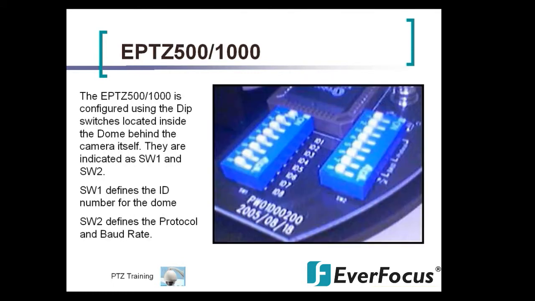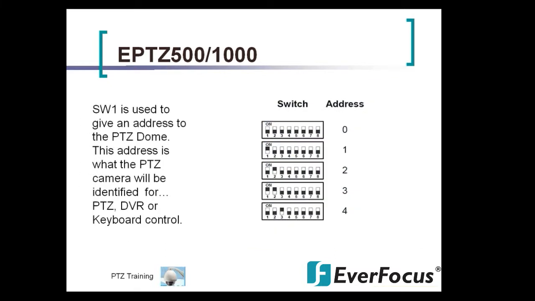Okay, next we have the EPTZ 500 and 1000. The dip switches are located on the inside of the dome, behind the camera itself. SW1 defines the ID of the dome, and SW2 defines the protocol and the baud rate. Again, this is just a chart showing how the SW1 switch gives an address to the PTZ dome. It's important that you address them correctly because that's how it will be defined in the PTZ, DVR, or keyboard.